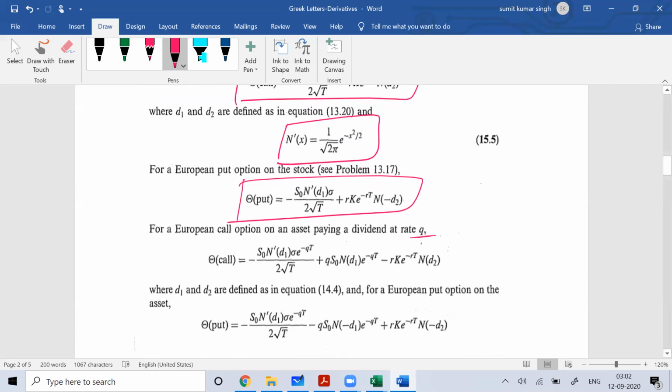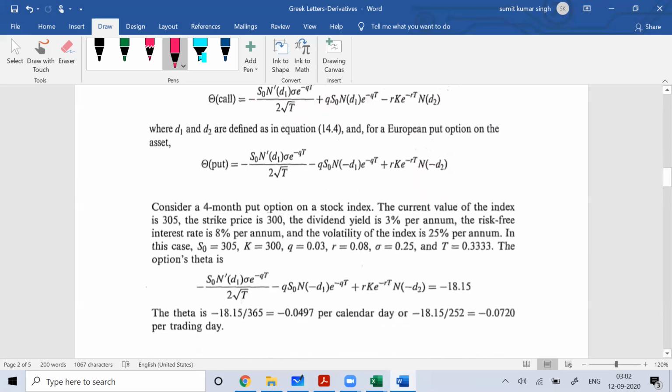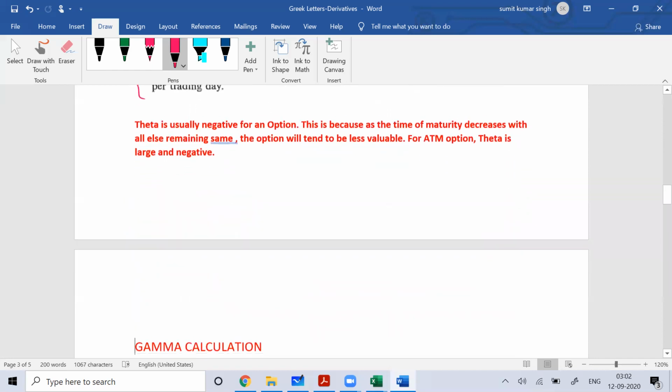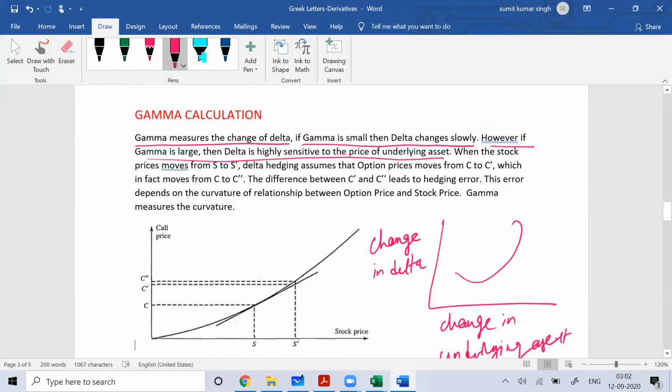These formulas are not very important for you. You should know these terms like delta, gamma, theta, and what these terms are. These calculations have already been done.